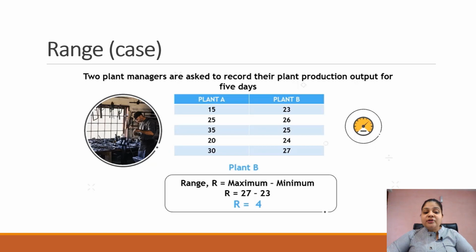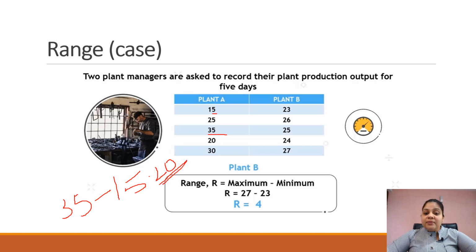So if I find out the range of plant A, plant A has a maximum production of 35 and a minimum production of 15 units. To calculate the range, I need the highest value and the lowest value. So it will be 35 minus 15, that comes out to be 20. So 20 is the range of this particular plant. That means 20 is the variation in the production units of plant A.